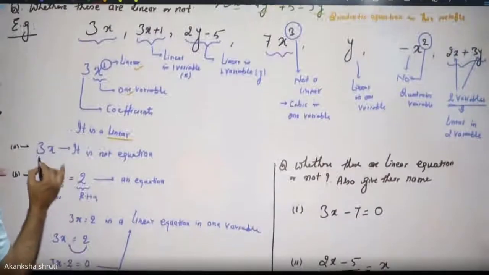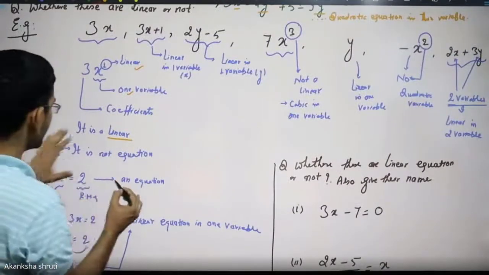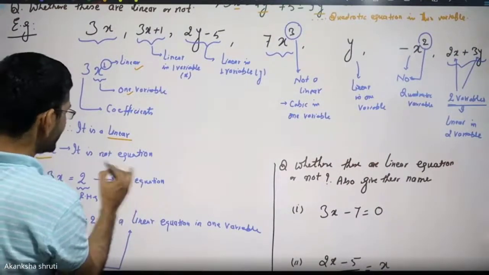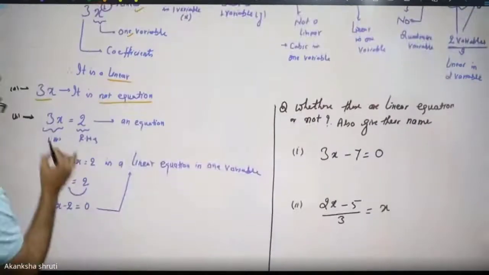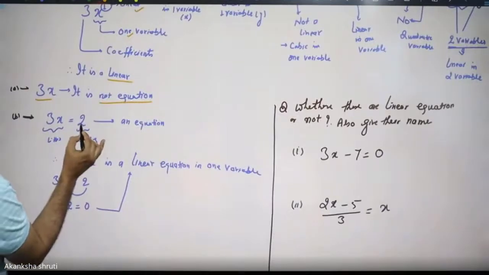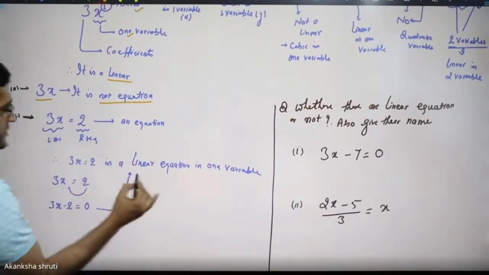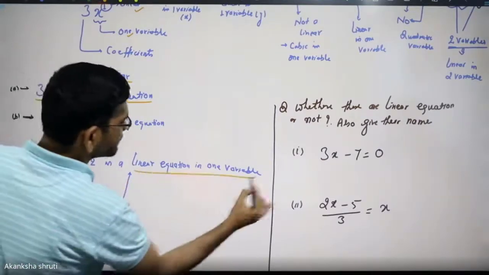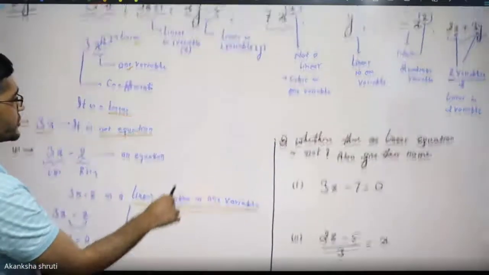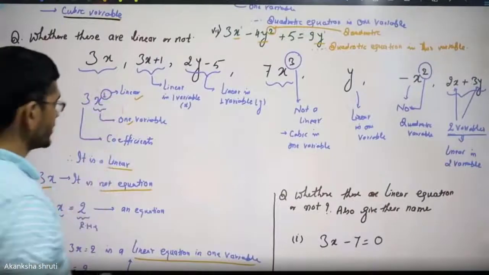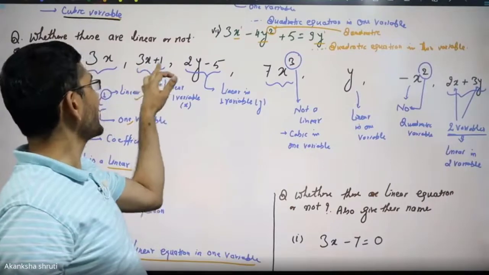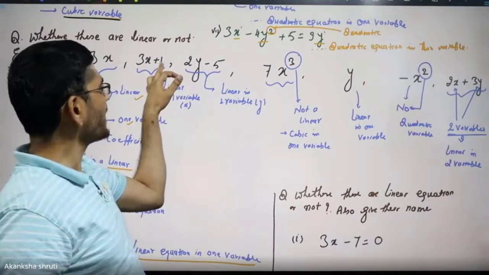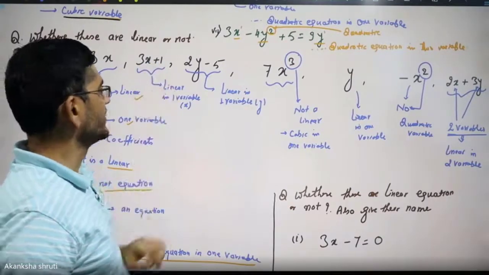So this 3x is a linear expression, but it is not an equation, student. Why? Because no equality sign is there. If we equate this 3x to some other number or even to 0, then it becomes an equation. Then it is called a linear equation in one variable. But here the question was to identify whether it is linear or not. Similarly, 3x plus 1, something is being added which is of lower power, still it is linear.